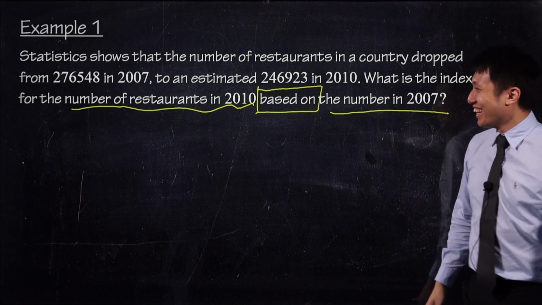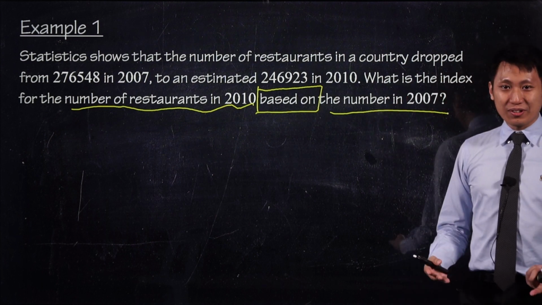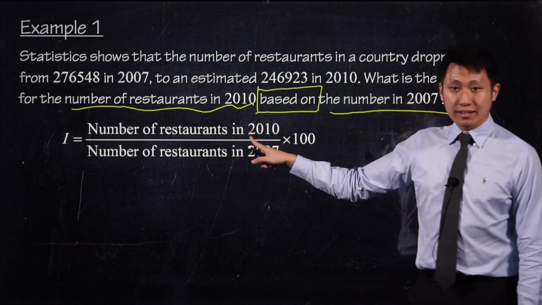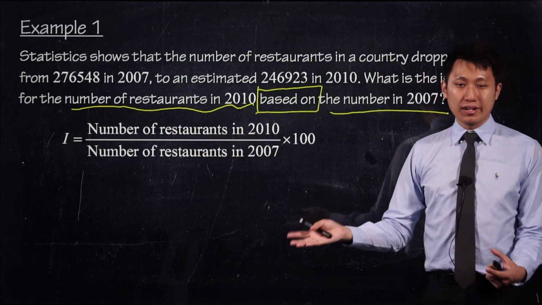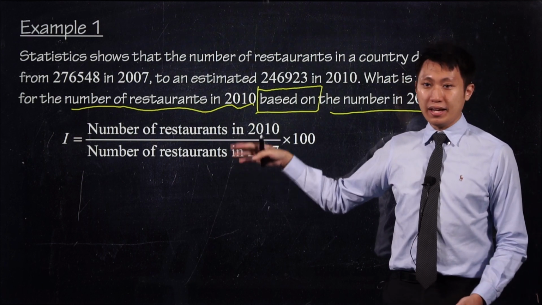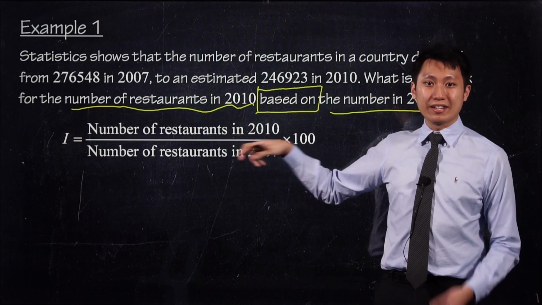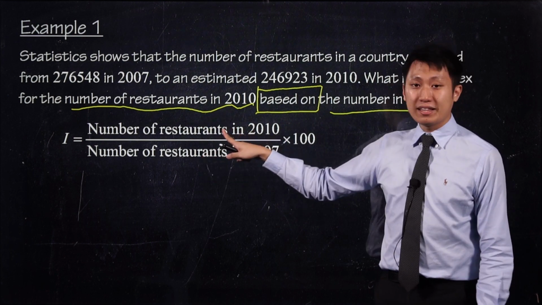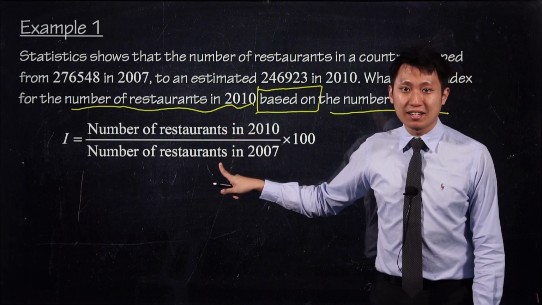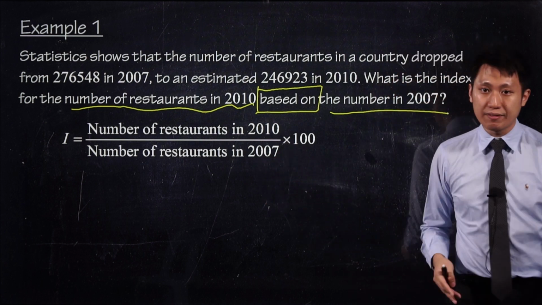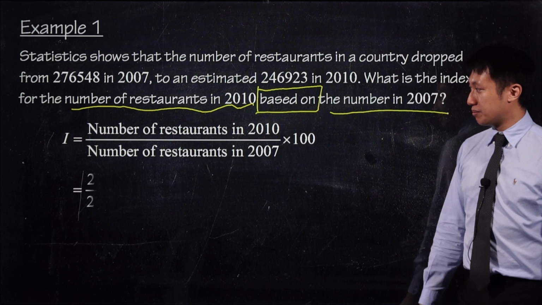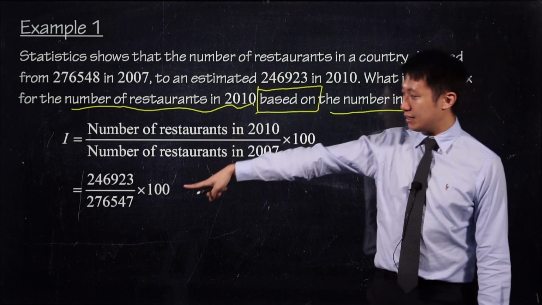Okay, so you know what to do now? It's very simple. You just take the number of restaurants in the year that you want to know, divide by the base year. Then this is quantity, right? Number. It could be price, like the price of teh ice in a base year like 2007. Then eventually you multiply by 100. So this one is very simple. I just substitute the numbers inside.